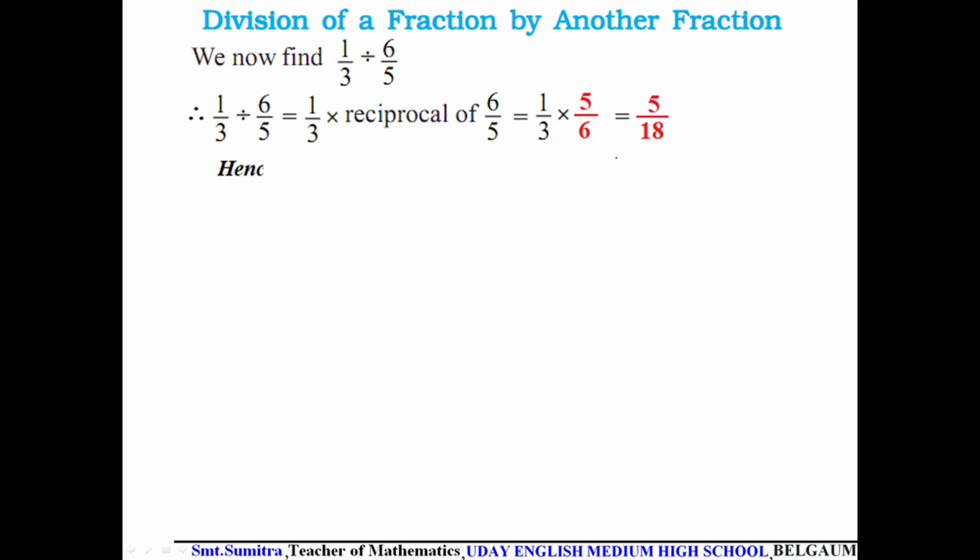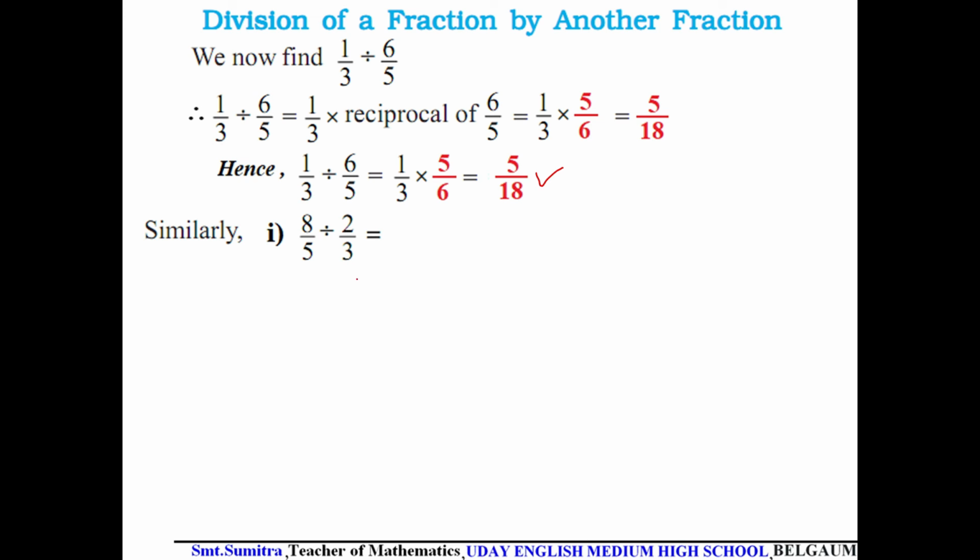Therefore, in short, we write 1 by 3 divided by 6 by 5 as, by taking multiplication sign and writing its reciprocal number. Please note this. Then multiply as usual. 5 divided by 18. Similarly, 8 by 5 divided by 2 by 3 is, here we have to write multiplication, and 2 by 3 becomes 3 by 2. I repeat, 8 by 5 into 3 by 2. Then multiply. 8 3s are 24 divided by 10. 2 5s are 10. 2 12s are 24. Answer is 12 divided by 5.